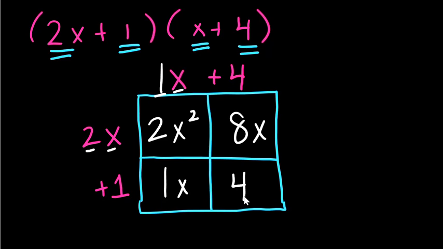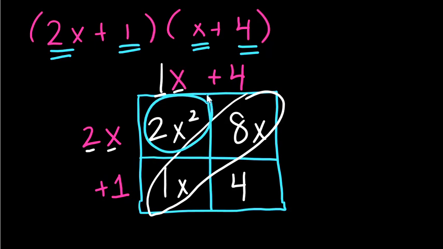But what we're going to notice in this question, unlike the previous ones that we looked at, is that the diagonal line here has like terms. 1x and 8x are like terms. So when I go to write my final answer, I'll start with 2x squared because that has the biggest exponent. And we remember that when we write polynomials, we always write the biggest exponent first.